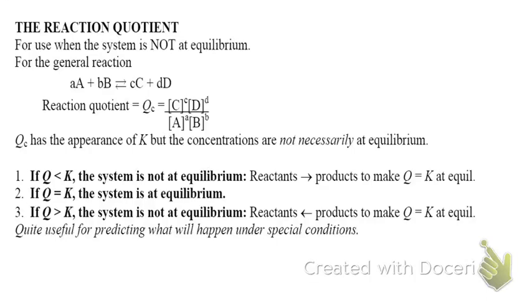Okay, picking up where we left off last time, when you're calculating Q, you calculate it in the same exact way as you do K, except that you're using initial concentrations, or concentrations that have not reached equilibrium. Then you can compare them to the known value of K to see if you're going to shift left, shift right, or no shift. So if Q is equal to K, you're at equilibrium, so there is no shift in the reaction.